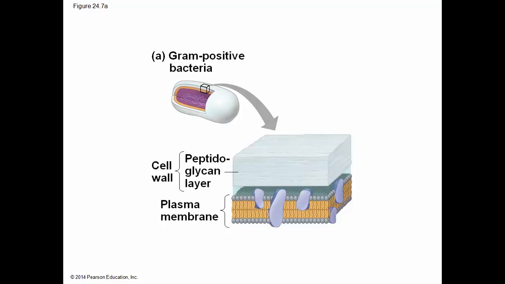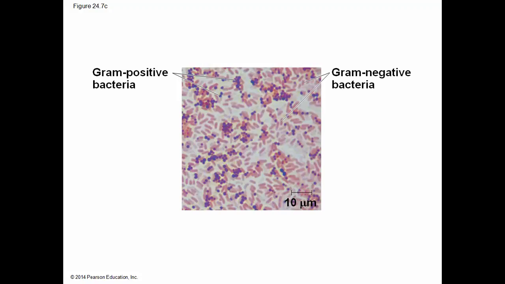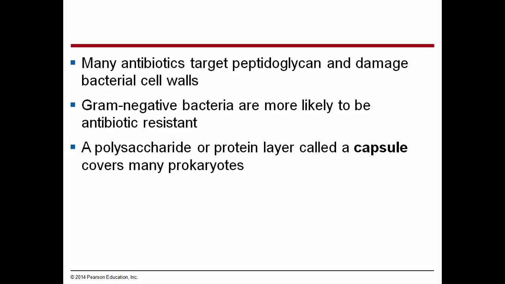Okay, gram-positive, there's the heavy peptidoglycan layer. There's the lack of peptidoglycan layer. More complex lipopolysaccharide. Many antibiotics target peptidoglycan and damage bacterial cell walls. Gram-negative bacteria are more likely to be antibiotic resistant. A polysaccharide or protein layer is called a capsule, and covers many prokaryotes.